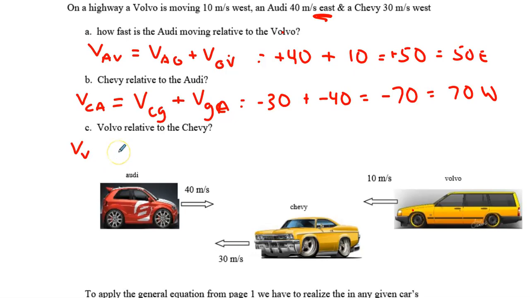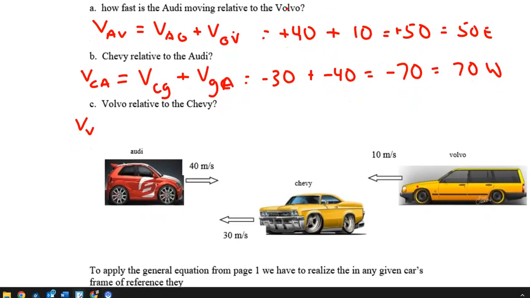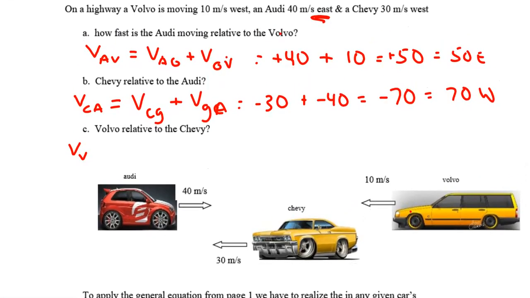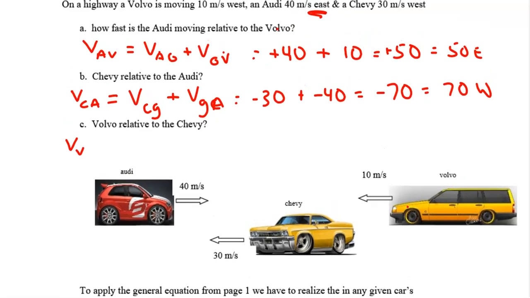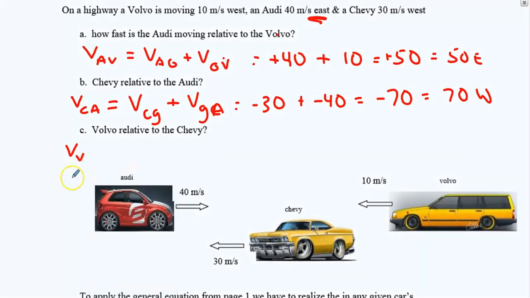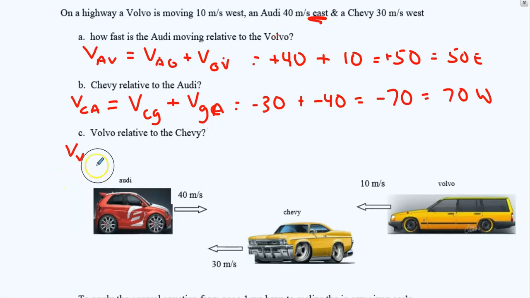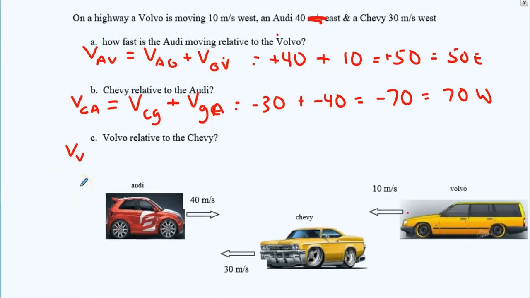So that's going to be, okay, I'm not sure why it's misbehaving like that. All right, sorry about the delay. So the velocity of the Volvo relative to the Chevy, come on now, you can do it. Try that again. All right, sorry I have to switch colors. It's a glitch with the recording program.